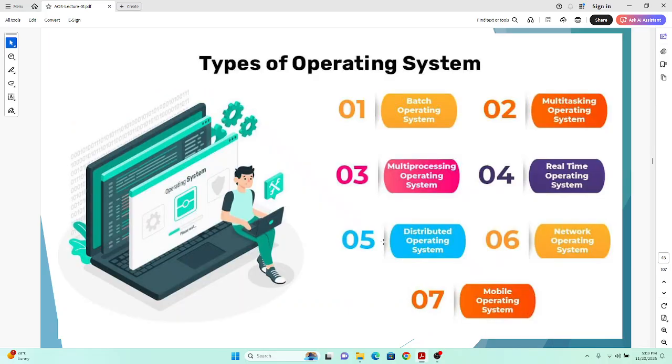There are different types of operating system we will discuss later in our next videos: batch operating system, multitasking operating system, multiprocessing, real time, distributed, network and mobile operating system.